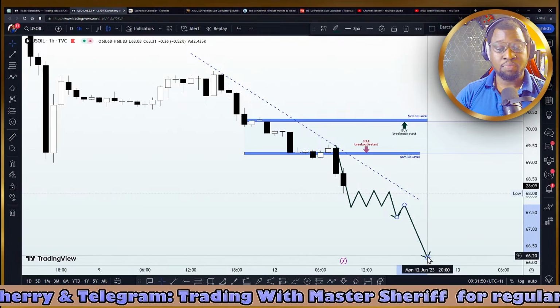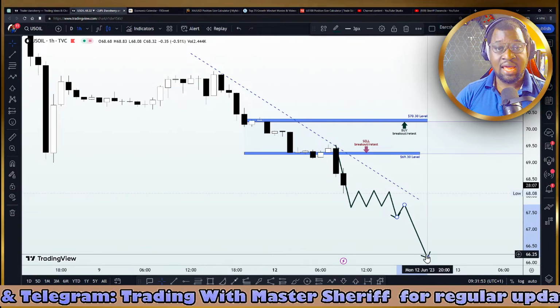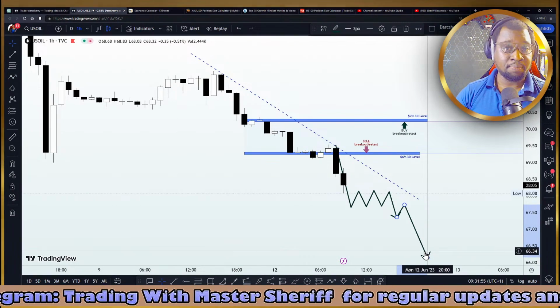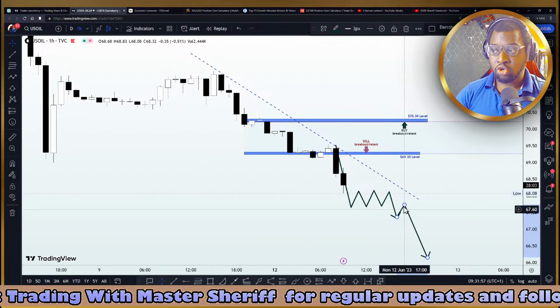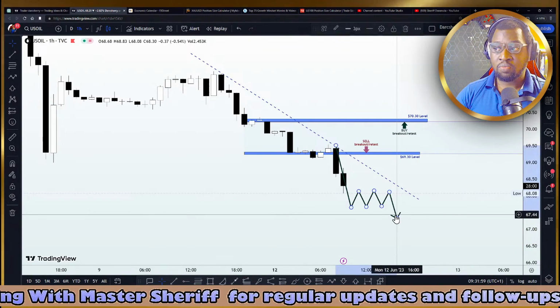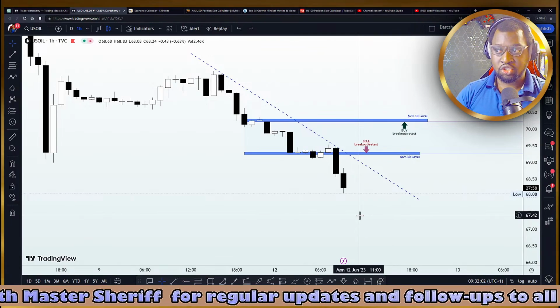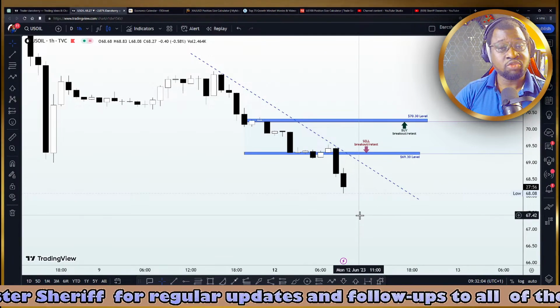And if this happens, then we want to be getting ready to sell below the breakdown of that structure. But trust me, I will be with you on both my TradingView and Telegram platform to give you updates as at when due. So don't worry, we shall continue to monitor price action while we look out for more opportunity on this one. So let's remain patient, let's remain calm.